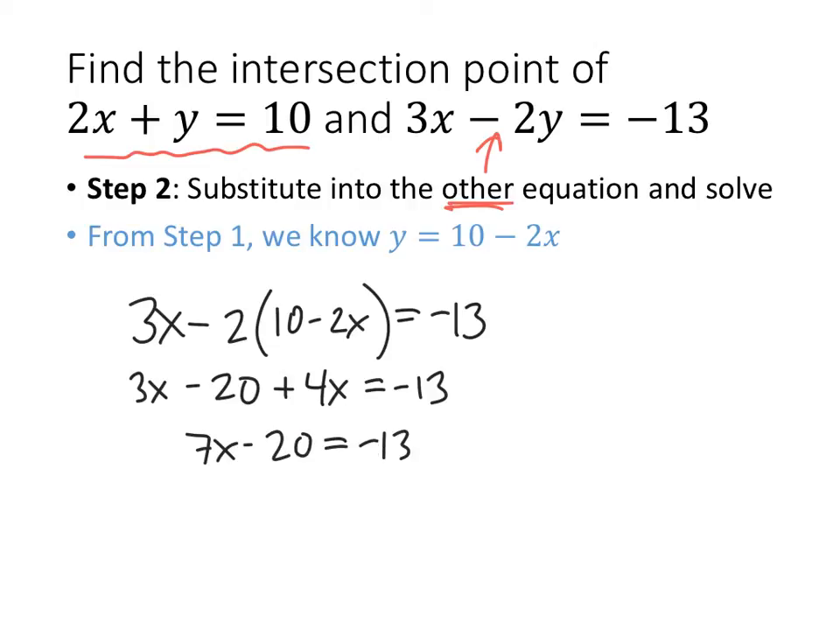We want to get x by itself, so we're going to add 20 to both sides. That gives us 7x equals 7. And we divide both sides by 7. We get x equals 1. So now we're done with step 2.